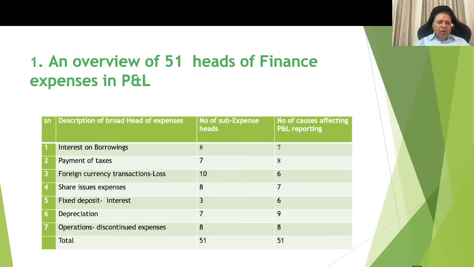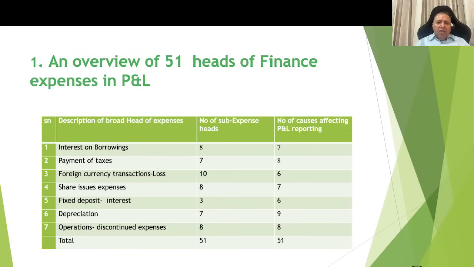In the first row, you'll find that the first broad head is interest on borrowings, which has 8 subheads under the borrowing, which I will take up in the subsequent slide. And there are 7 causes related to these subheads which can adversely affect the P&L reporting. Number 2 is payment of taxes. It has 7 subheads, like income tax and GST and so on and so forth. And there are 8 causes identified which can affect the P&L reporting.